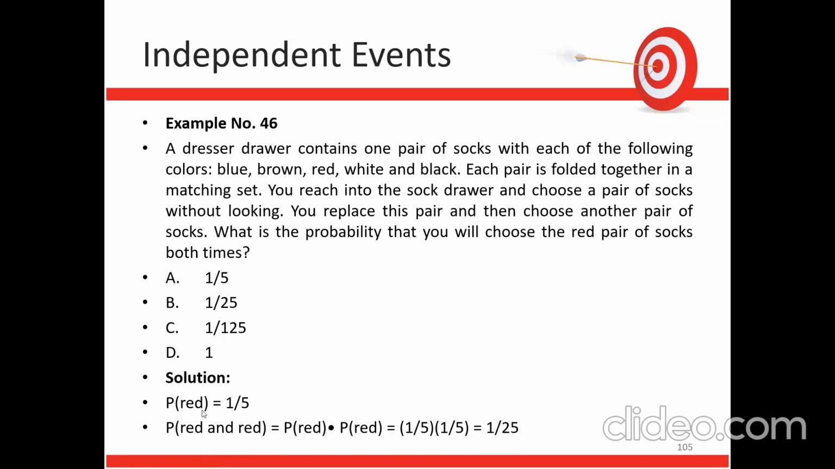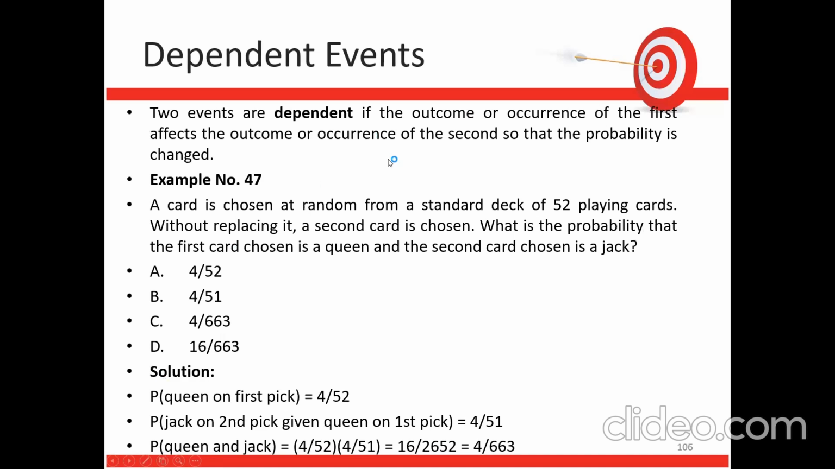Yan. So, ganun pa rin ang bilang ng ano. So, dependent event. Two events are dependent if the outcome or occurrence of the first affect the outcomes or occurrence of the second so that the probability is changed. So, example number 47. A card is chosen at random from a standard deck of 52 playing cards without replacing it. Yan. A second card is chosen. What probability that the first card chosen is a queen and the second card chosen is jack?